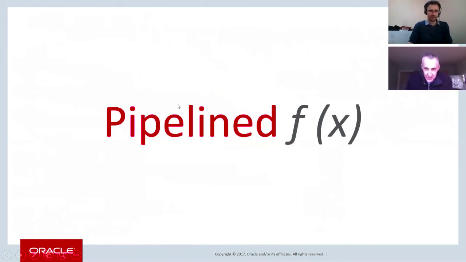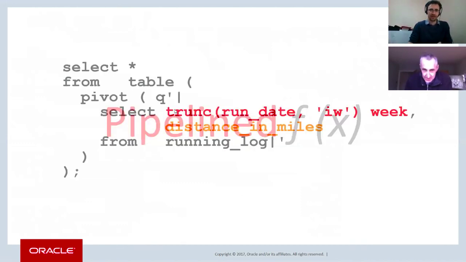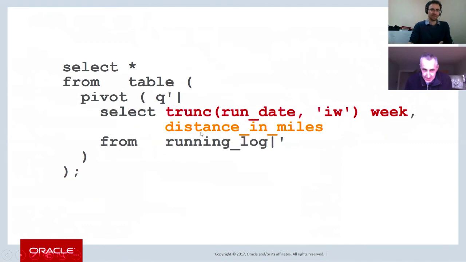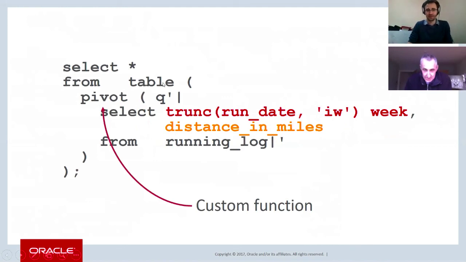There's a guy called Anton Scheffer who built a pivot function that does this for you. What he built is you can take a query and pass it into a pivot function. Notice this is actually a custom function here rather than the pivot clause, because we passed it into the table operator. So he's a smart guy, used the data cartridge extensions for our functions to enable it to do a pivot.